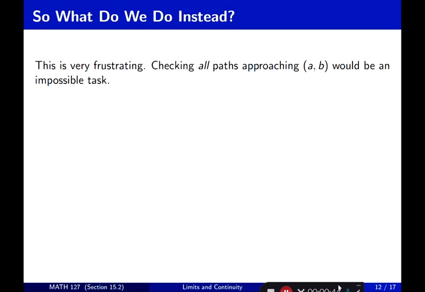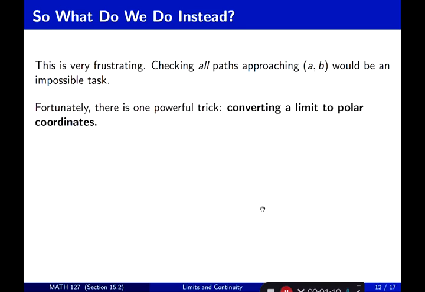At least this is frustrating, but let me tell you, more than frustrating, because we're all mortals. We don't have infinite time to check infinitely many paths. So basically it's not possible. So we have to find other methods of showing that an indeterminate form has a limit. There is at least one very powerful trick, converting a limit to polar coordinates, and another powerful trick that you will learn in your recitation, and you do problems on that.